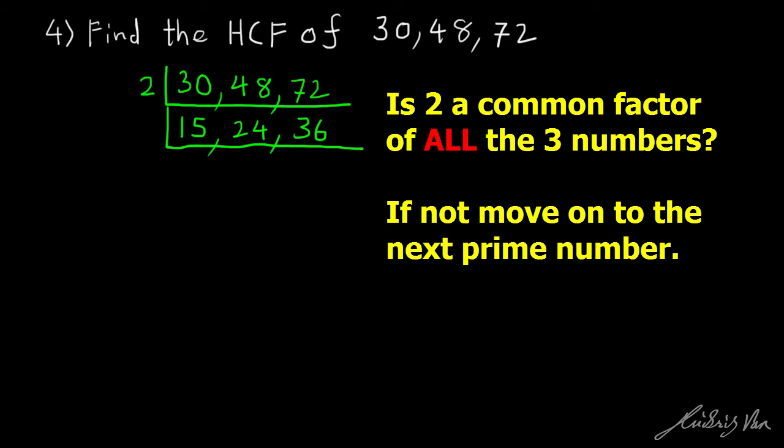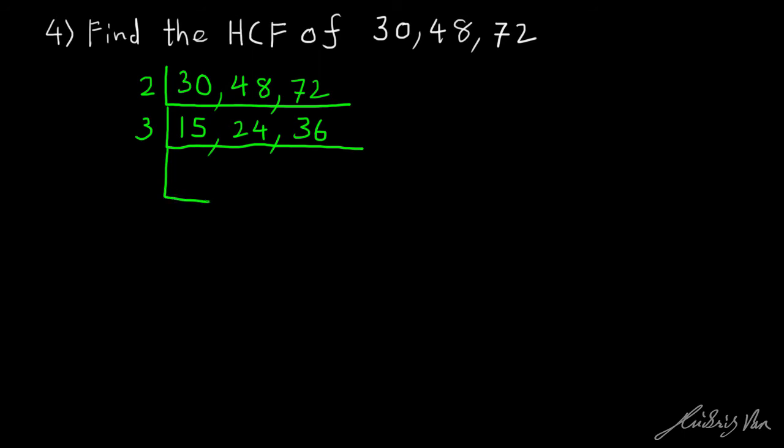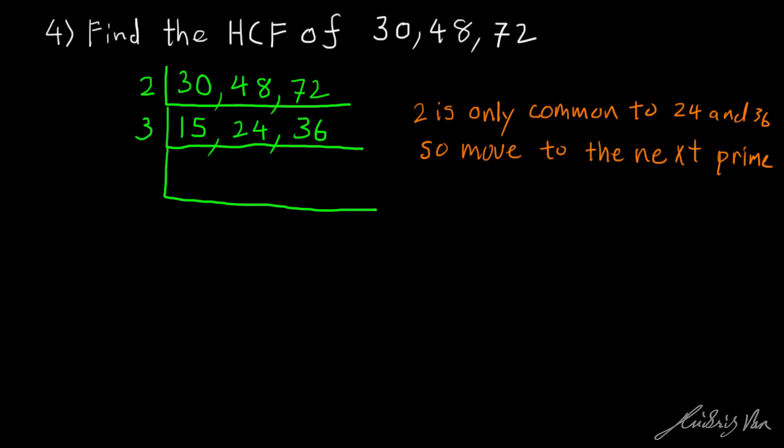Since 2 is only a common factor of 24 and 36 and not 15, we have to move on to the next prime number, which is 3. So can we divide the 3 numbers by 3? Yes. So we divide the 3 numbers by 3 and we will get 5, 12, and 18. So the highest common factor of the 3 numbers will be 2 times 3, which will give us 6. So let me just clear the screen and we look at our last example.